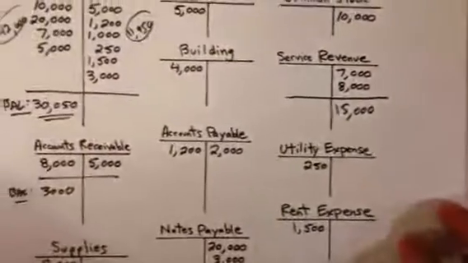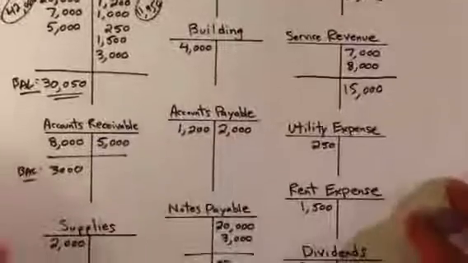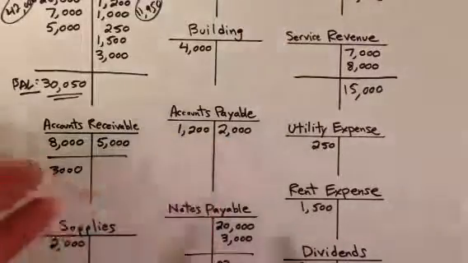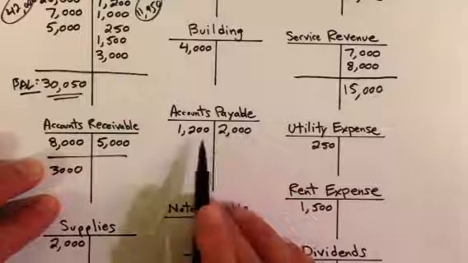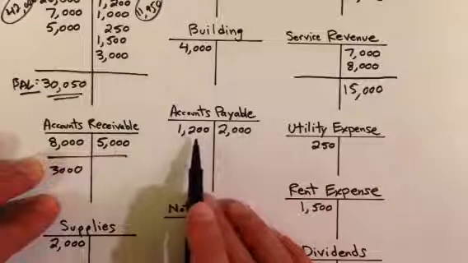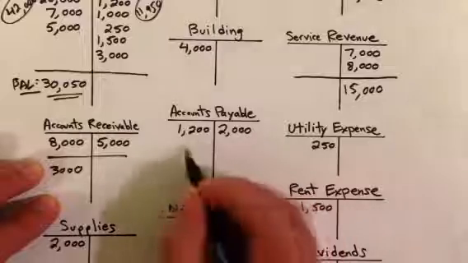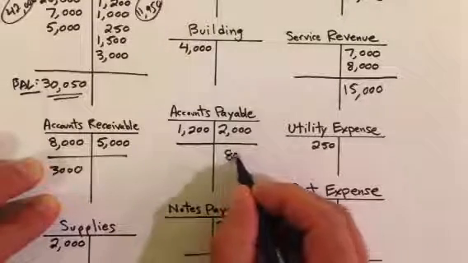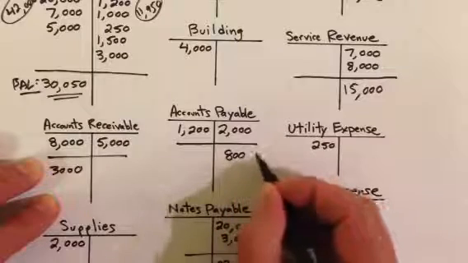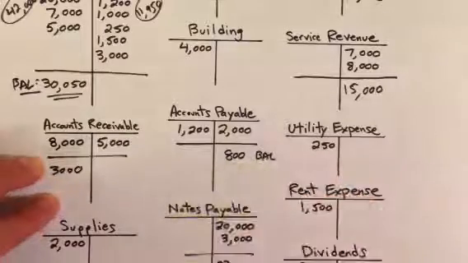All of the rest of these accounts look pretty much already worked, except for accounts payable. It looks like we originally had $2,000 credited in payables, and we must have paid up $1,200 worth of that. There's a debit. So our balance in accounts payable is an $800 balance on the credit side, the right side.